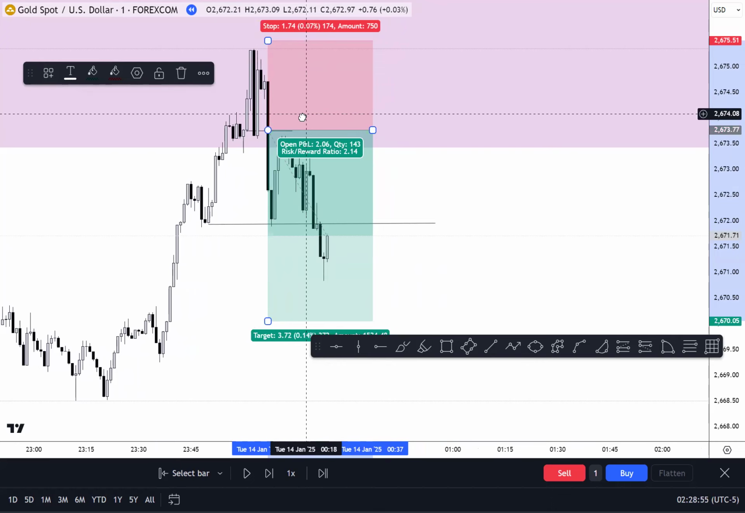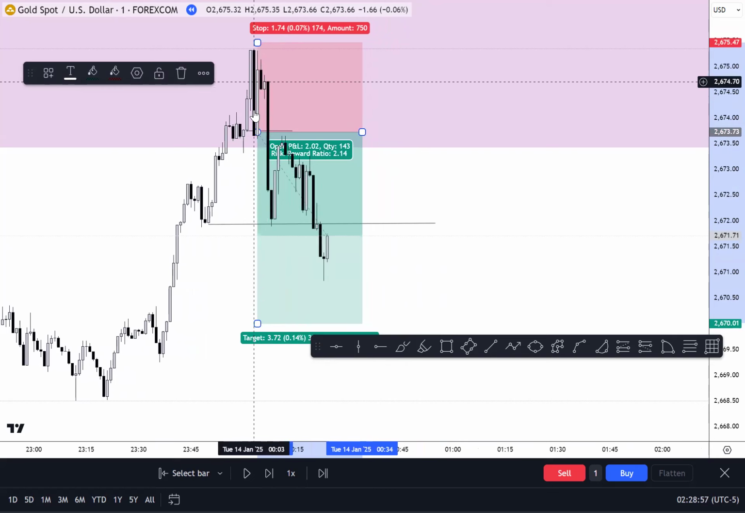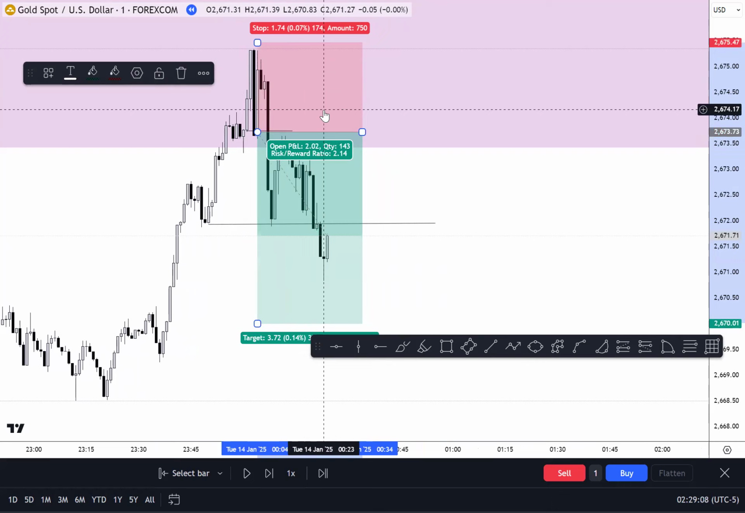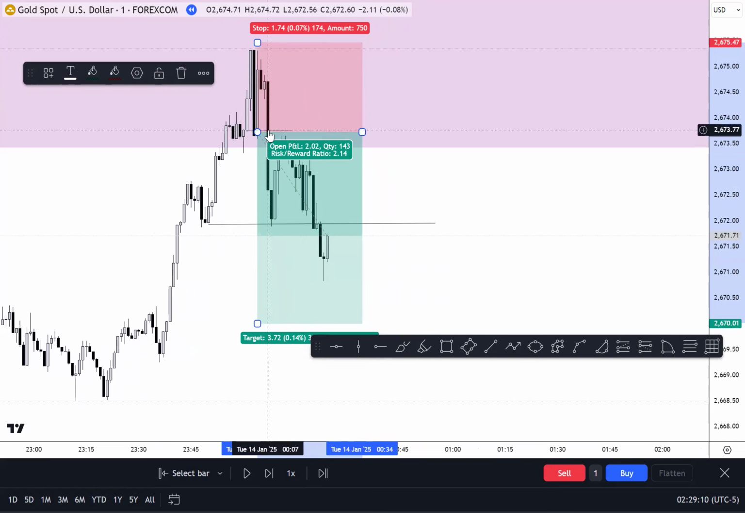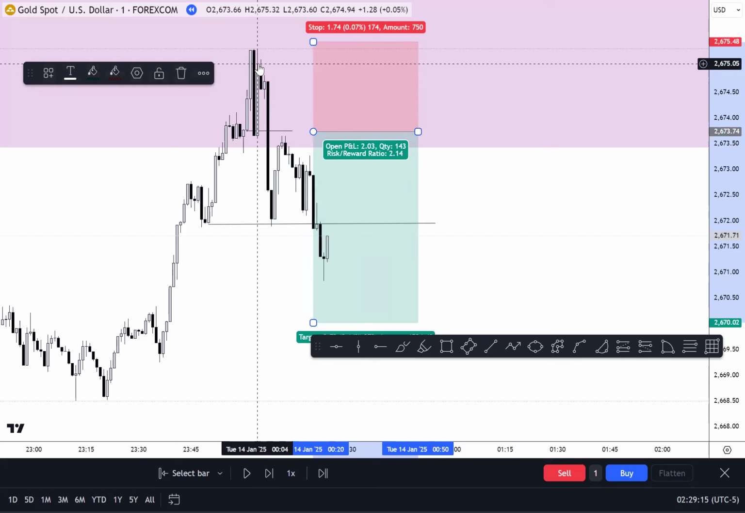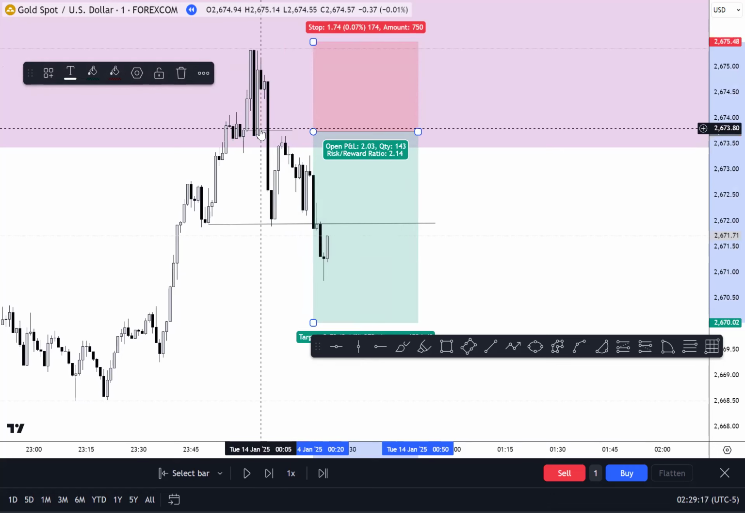So as you can see, our entry was here, this bullish candle. Once the black candle closed and I saw this movement, I took the trade. Okay, instant execution.